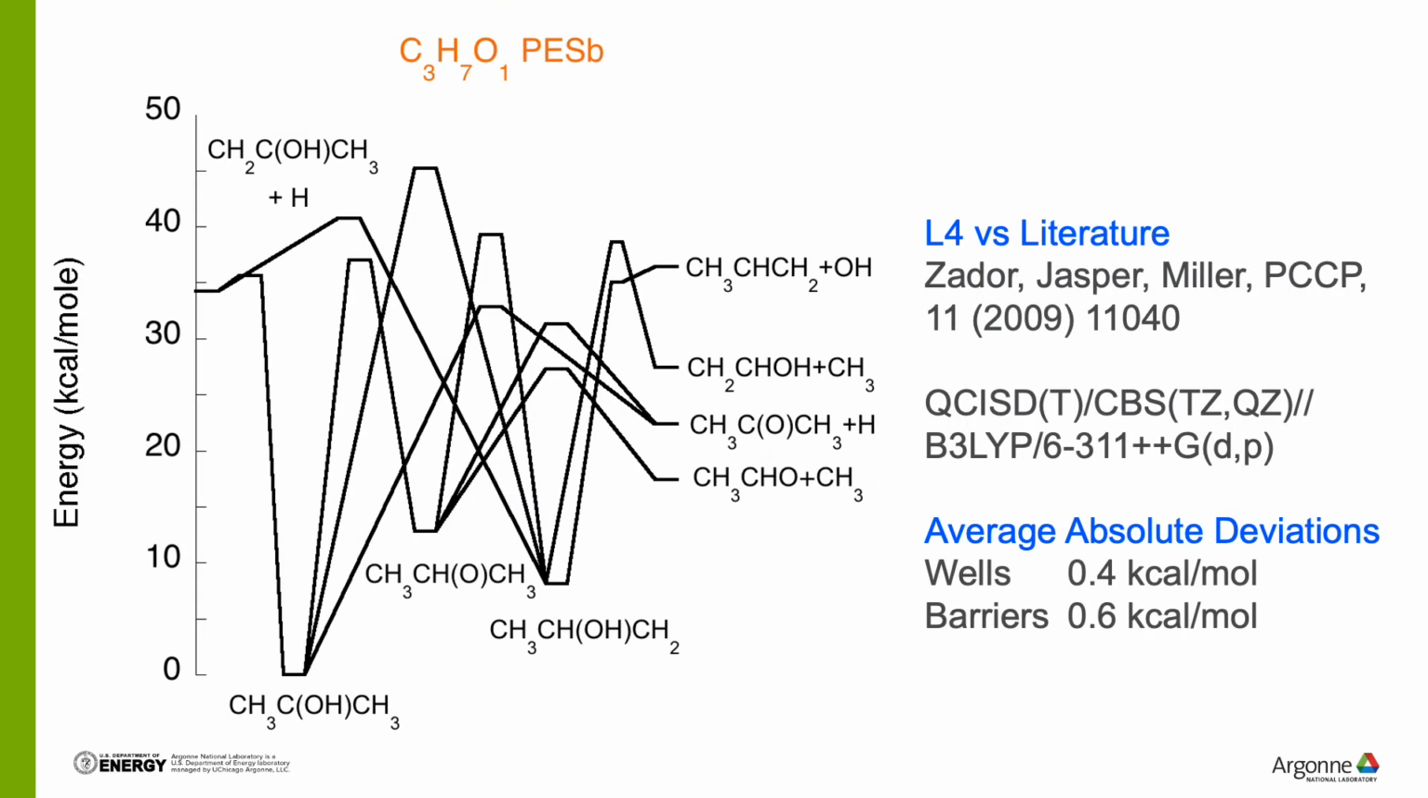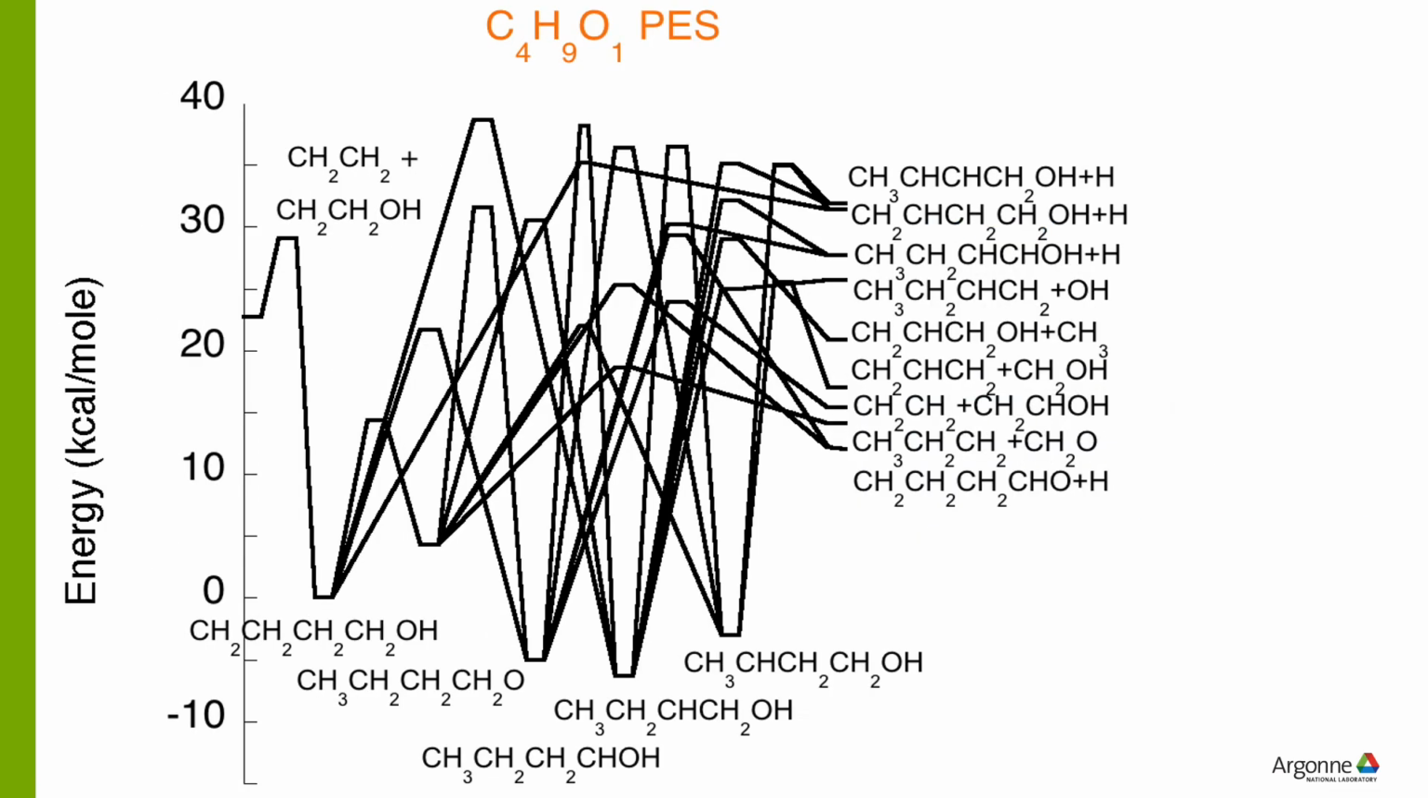A slightly more complicated potential, C3H7O1. Here we have literature values that we compare with. Our predictions agree with those to within a half a kcal. Probably ours are even slightly better than the prior published literature values, simply because we've got better basis sets in both the high level energy and a better DFT method. Proves that we can do that.